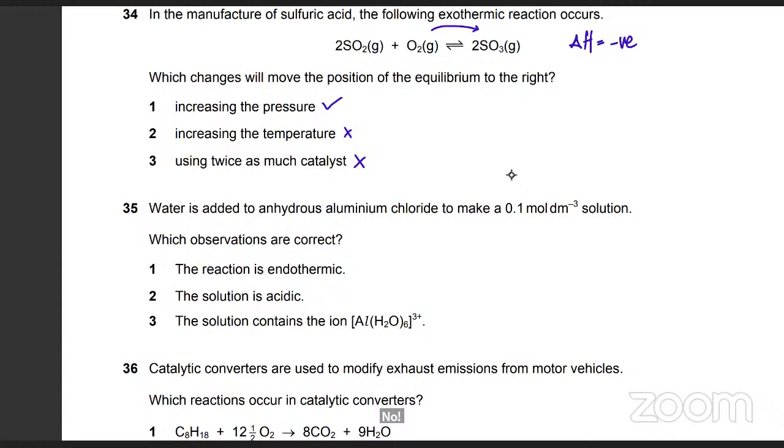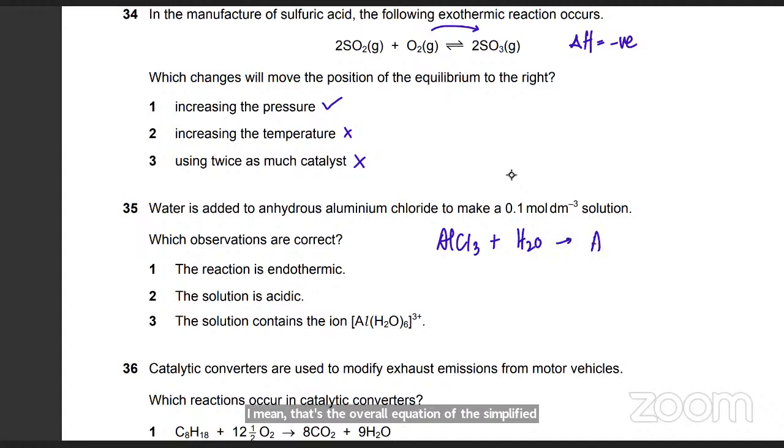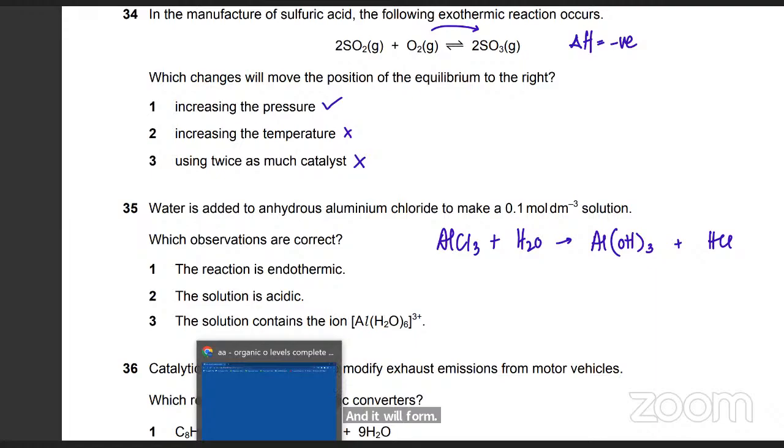What is added to aluminum chloride to make a 0.1 mole per dm cube solution? Which observations are correct? अच्छा, what would happen if aluminum chloride is added to water? So aluminum hydroxide बन जाएगा plus HCl. I mean, that's the overall equation, the simplified version. That's this one. That when you react it with water, it will form aluminum hydroxide and it will form HCl. But that's the simplified version.